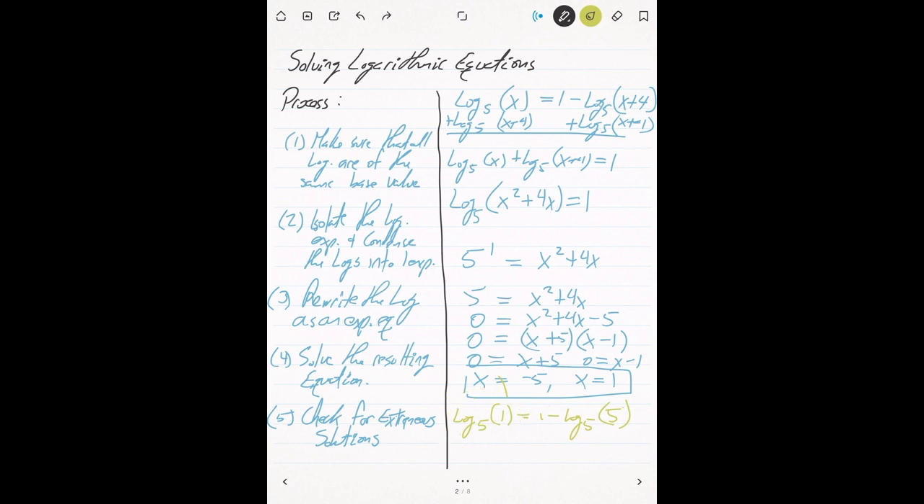5 to what power gets us 1? That's just a 0. And then we have 1 minus log 5 of 5. 5 to what power gets us 5? That's a 1. And hey, what do you know? It works. So x equals 1 here is the true solution.